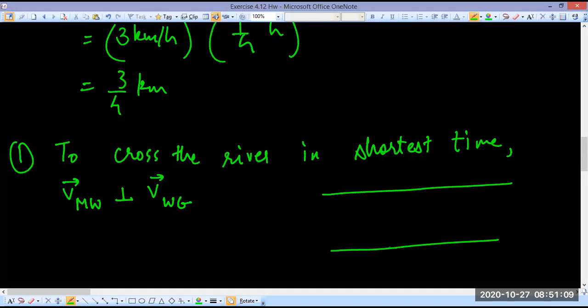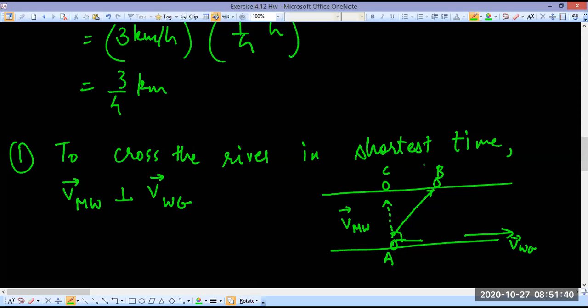Again, he's at point A and he should try to go, I repeat, try. So VMW will be in this direction. But because of the water flow in this direction, the water will drag that person and take that person over there. So to cross the river in shortest time, the person should make strokes perpendicular like this.